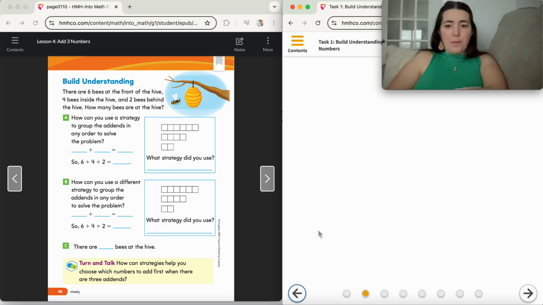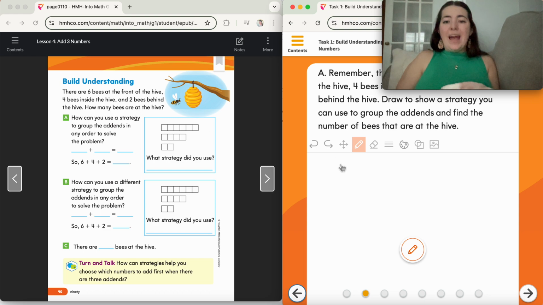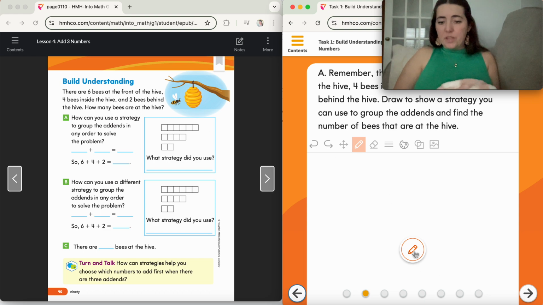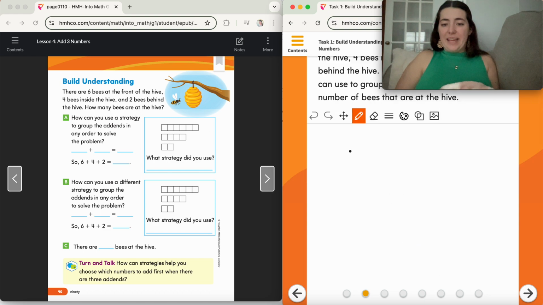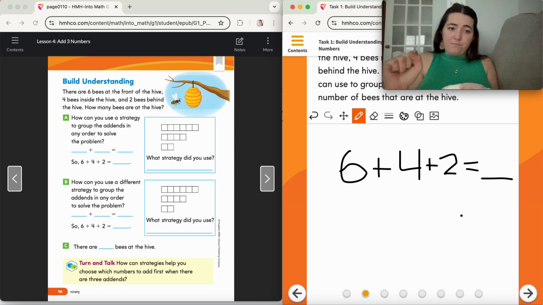I clicked ahead a little bit. So what I'm going to do is I want to pick 2 numbers to already add together. So we know that our numbers are 6 and 4 and 2. And we are adding all those together. So I'm going to put in our plus signs and our equal sign and an answer. I want to pick 2 of these. I'm going to circle them.